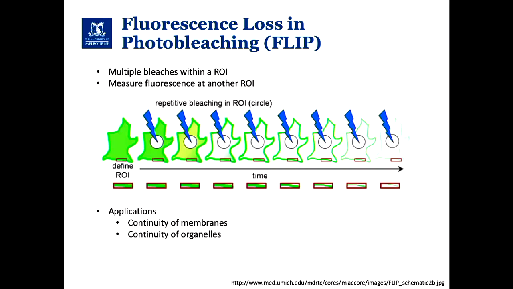Fluorescence loss in photobleaching is a kind of similar technique, except rather than doing one bleaching step, we're doing multiple bleaching steps. So here we're doing multiple bleaching steps within our region, and what we're looking at is how interconnected the regions are. So here we can see the cytoplasm's bleaching out much faster than the membrane here, which makes you think that the cytoplasm's in more direct contact with the region of interest in the membrane. So you can use it for looking at things like continuity of membranes, continuity of organelles.